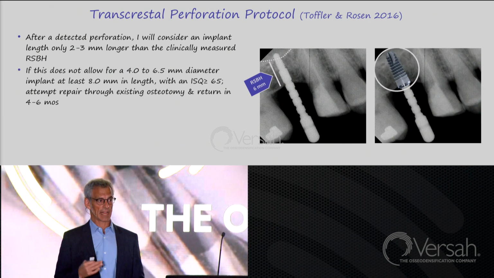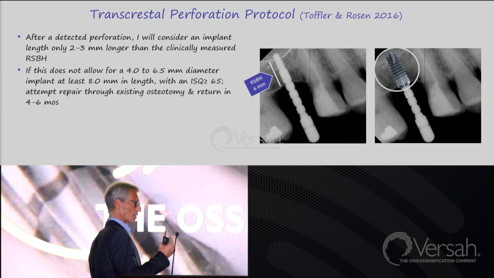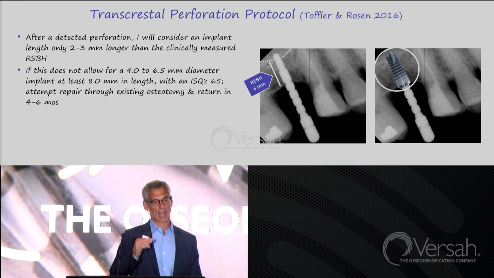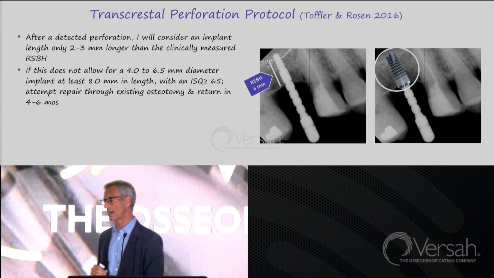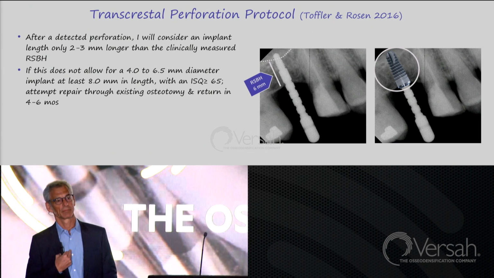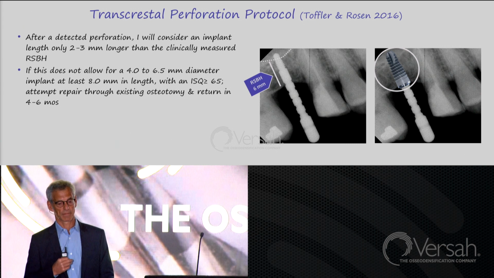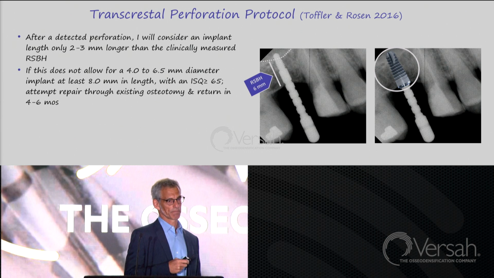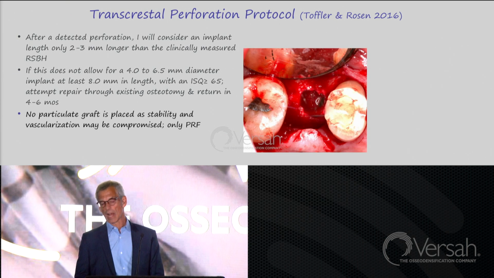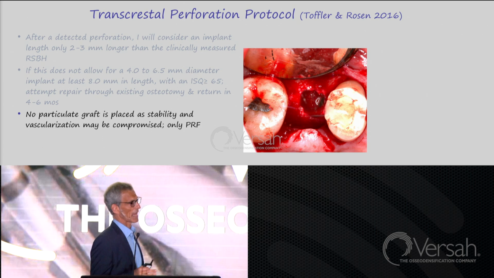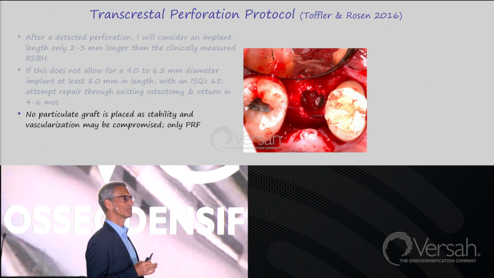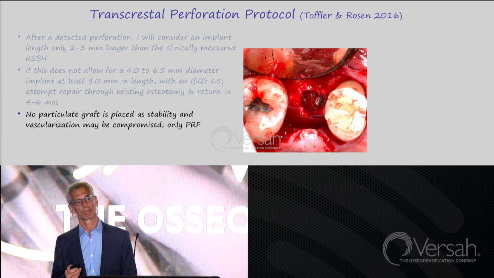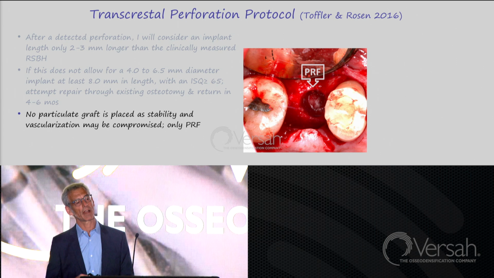If this does not allow for a 4 to 6.5 millimeter diameter implant, at least 8 millimeters in length with an ISQ of greater than or equal to 65, it's a no-go for me. It's not worth it to me. I will delay replacement for 4 to 6 months. I never place a particulate after a transcrustal perf because the vascularity and stability is compromised, in my opinion. I will only place PRF.